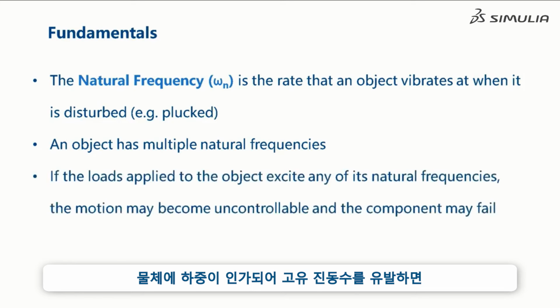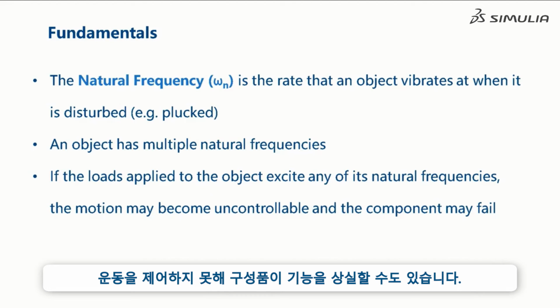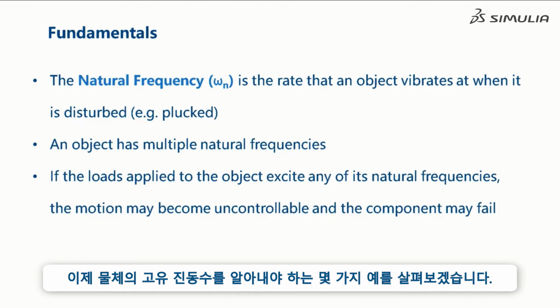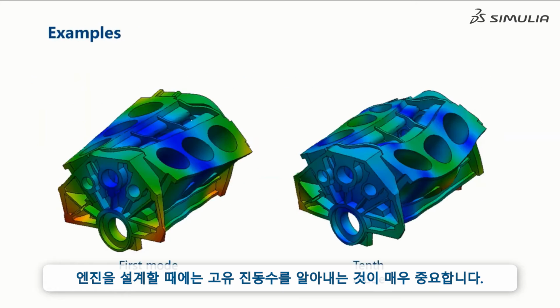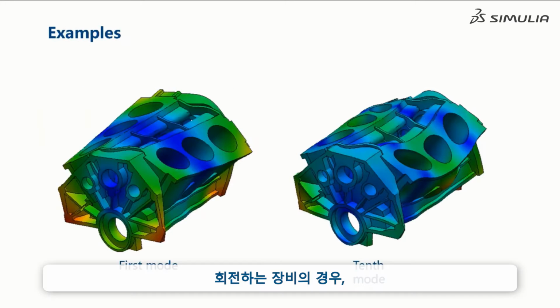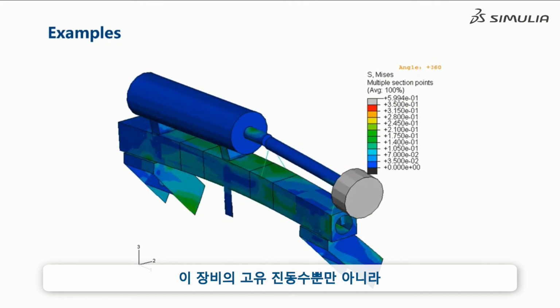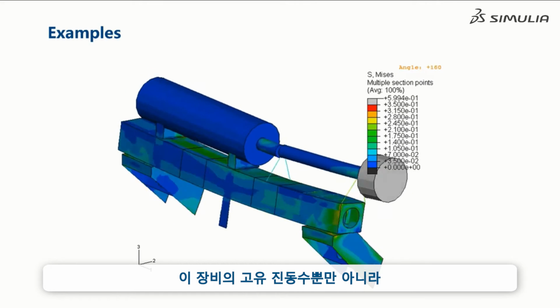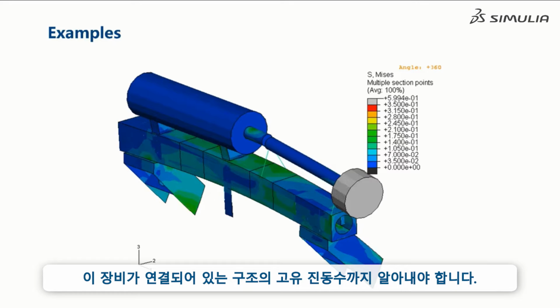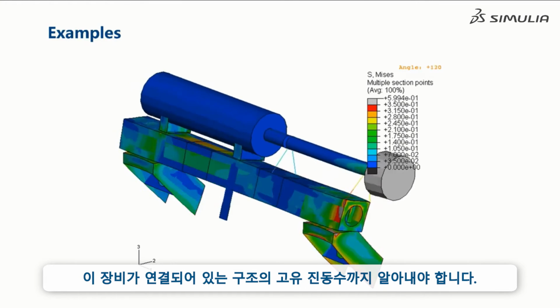If the loads applied to the object excite any of its natural frequencies, the motion may become uncontrollable, and the component may fail. So let's look at some examples where we might need to know the natural frequencies of an object. Knowing the natural frequencies is critical to the design of engines. For rotating equipment, we not only need to know the natural frequencies of the rotating machine, we also need to know the natural frequencies of the structure that the machine is attached to.